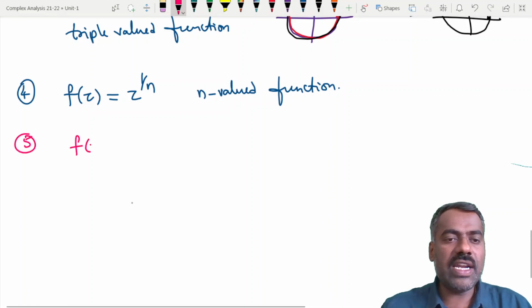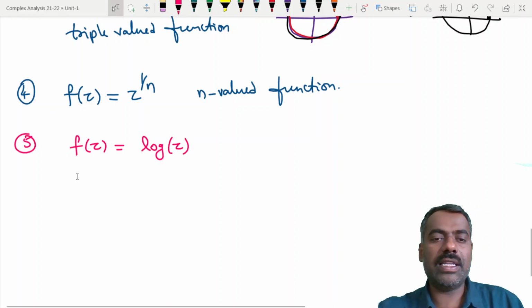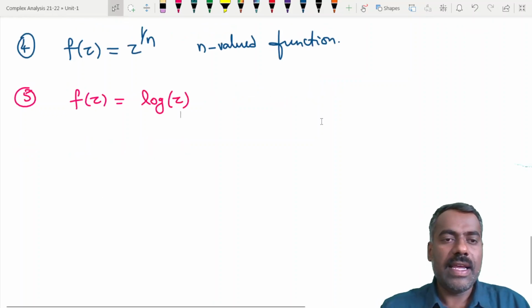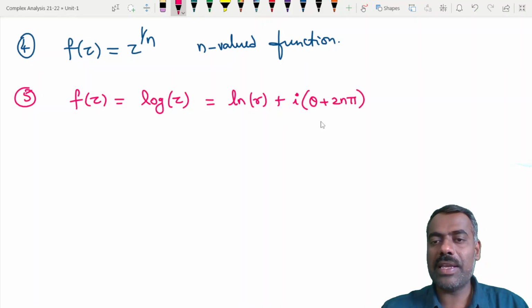Let's take another interesting example, which is our interest. F of z equal to natural log, log z, the logarithmic function. How is it defined? Does anybody remember? It is the natural logarithm of r plus i times theta, or i times theta plus 2n pi, where n belongs to the integers and theta is between minus pi and pi.